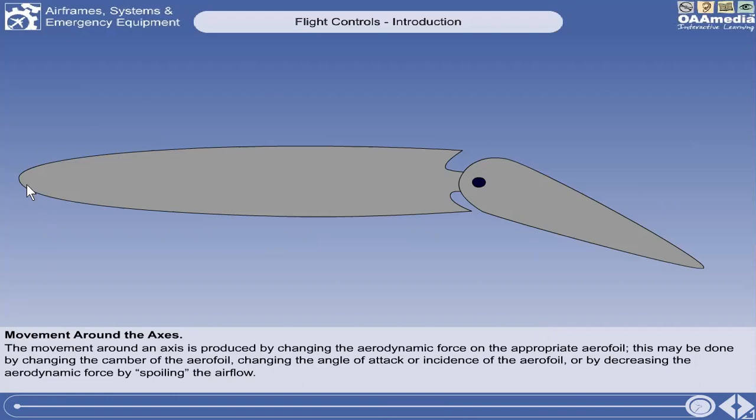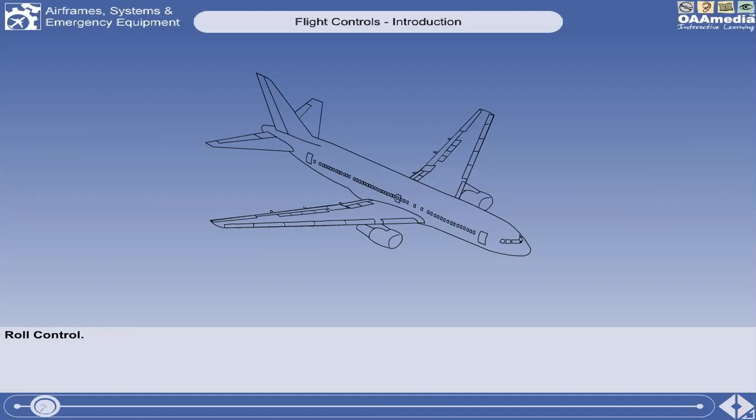So this is the camber, from leading edge to trailing edge. It is not a straight line. It is equidistant from leading edge to trailing edge. So we are increasing the camber from this situation when we deflect our flight control or control surface downward, and thus increasing the aerodynamic force. This principle can be applied to control about each of the axes.